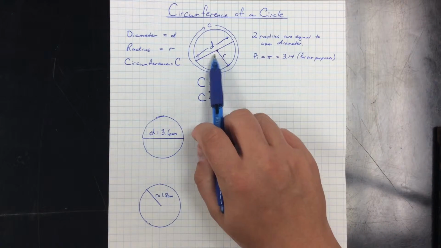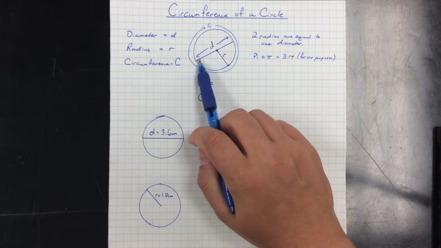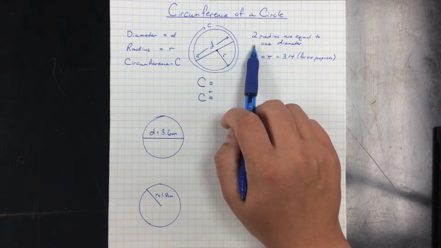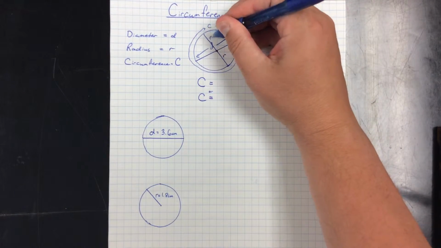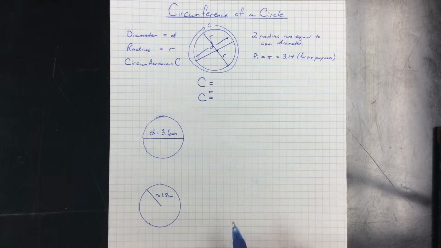One thing that you'll notice is if a diameter is the whole way across and radius is halfway, then two radiuses are the same as one diameter. So if I do another radius out the other side, those two would be the same as a diameter.